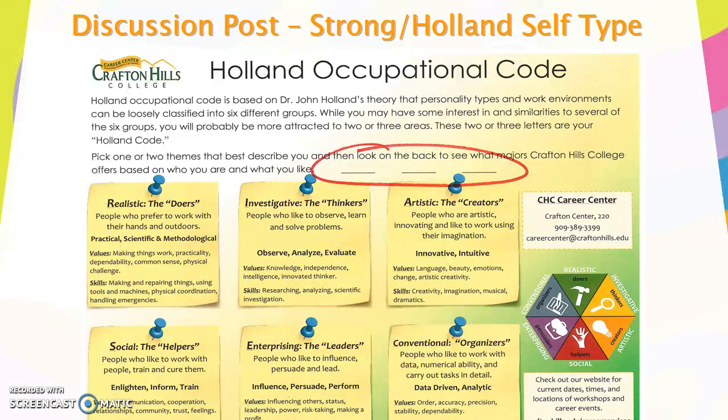For each category, you will use the first letter of the category. So R for realistic, I for investigative, A for artistic, S for social, E for enterprising, and C for conventional.